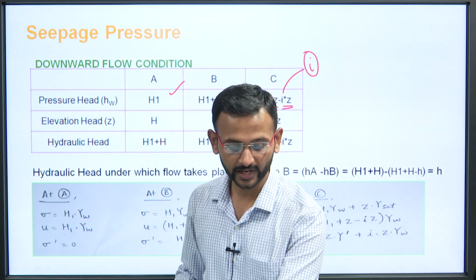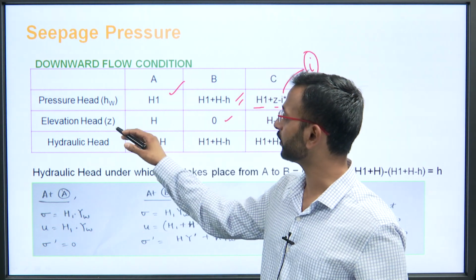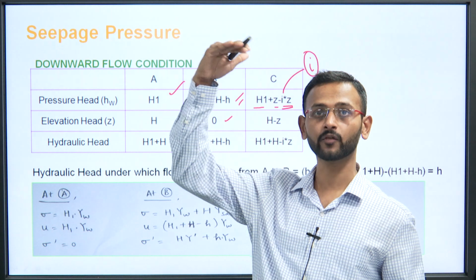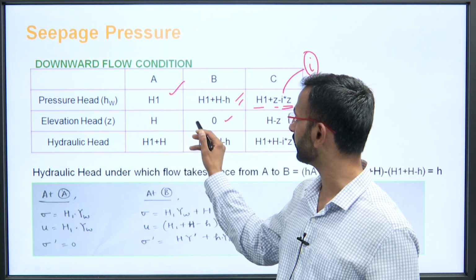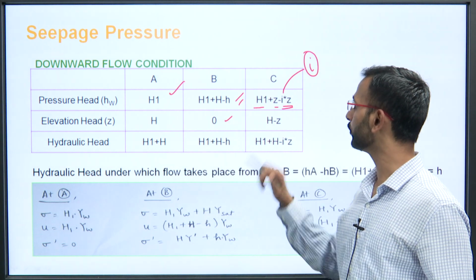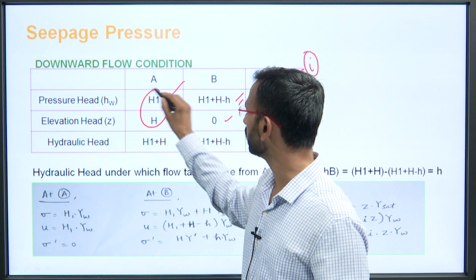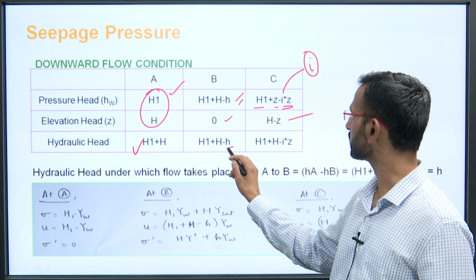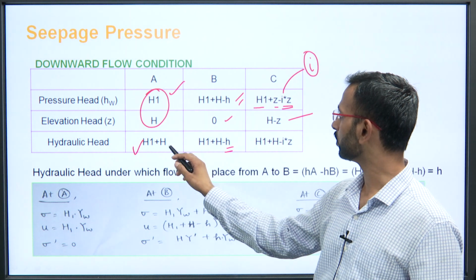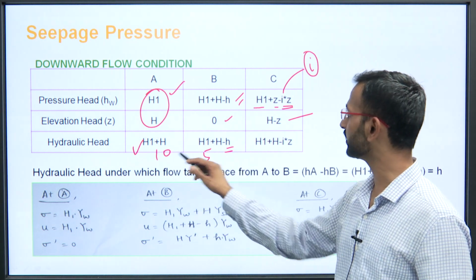Then we talk about the elevation head. B point is at 0, and the elevation head for A point is at a height of h from the datum, that is the point where B is located. And for C, it is h minus z. When we add these two, we get the hydraulic head here, h1 plus h, and then minus h. Let us say one value is 10 and the other is 5, let us say these two values are there.